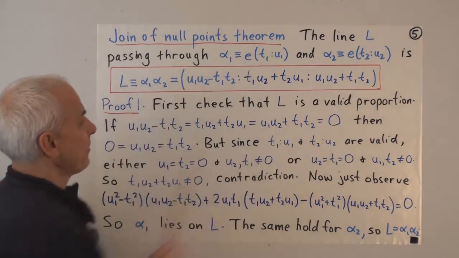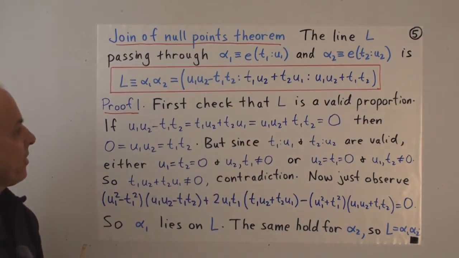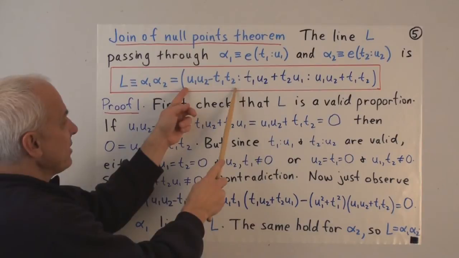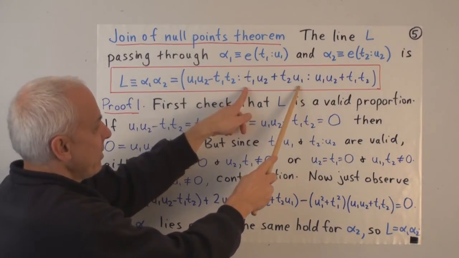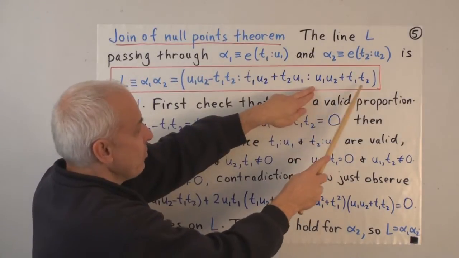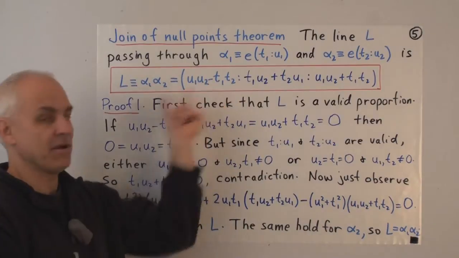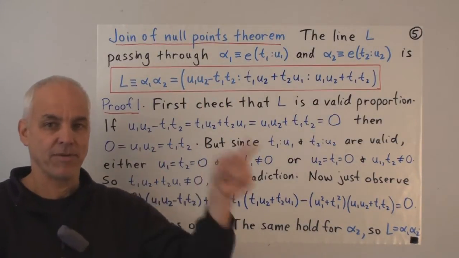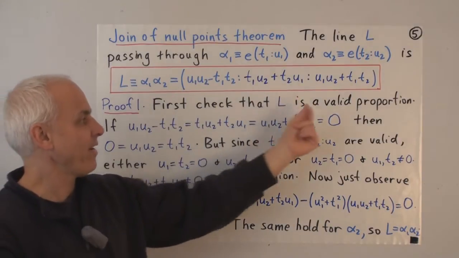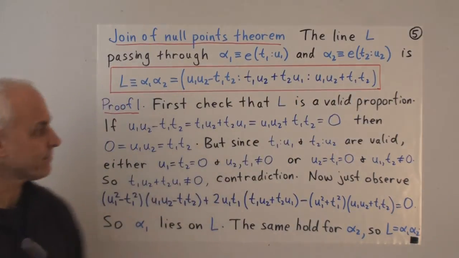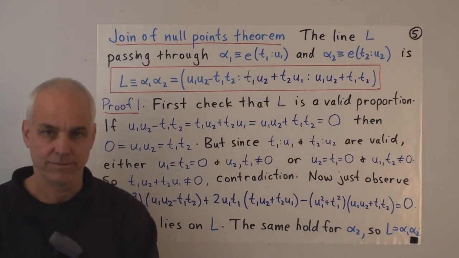It's a line, and its three entries are u1 u2 minus t1 t2, t1 u2 plus t2 u1, and u1 u2 plus t1 t2. So these are exactly the three bilinear forms that I mentioned in the previous slide. That's the red one, that's the green one, that's the blue one. I'm going to give two proofs of this important result.